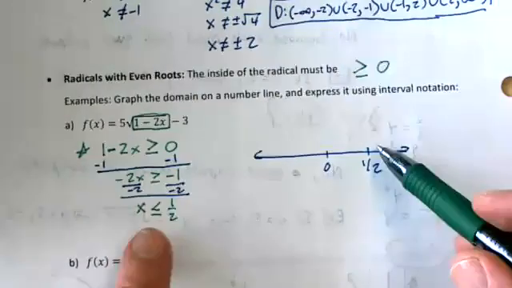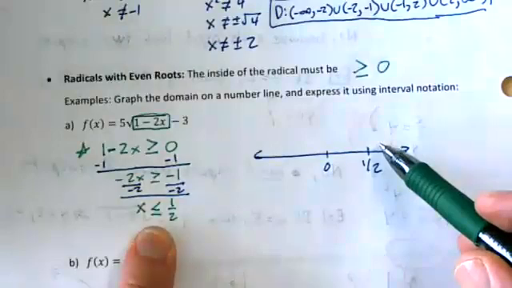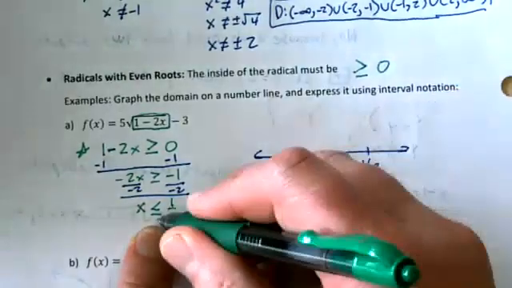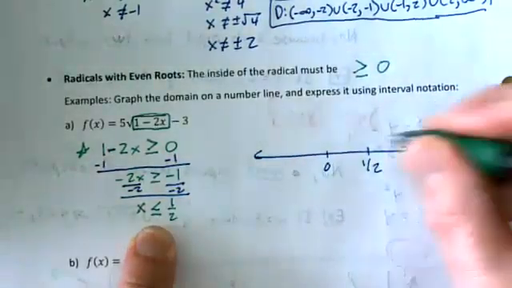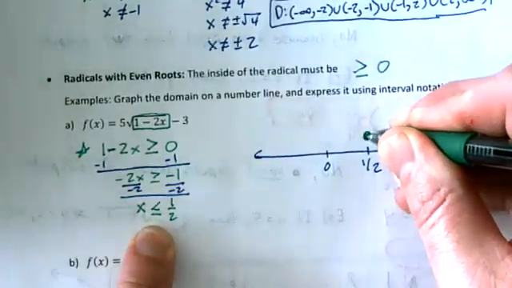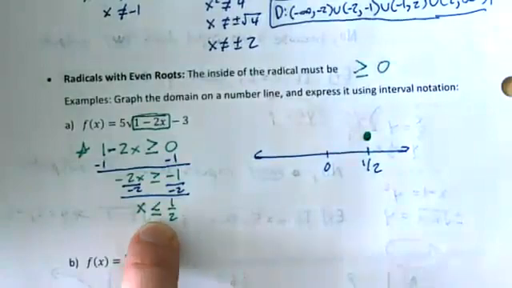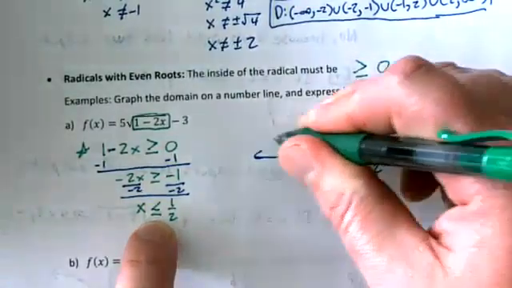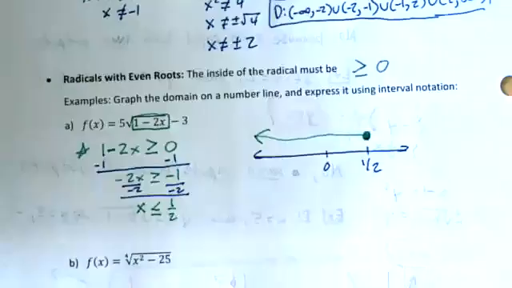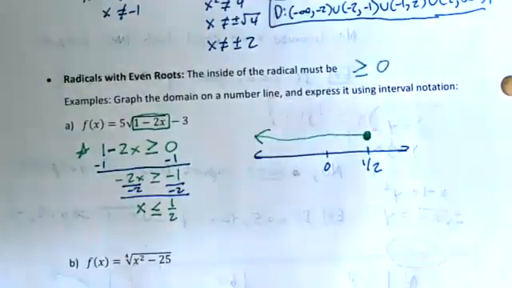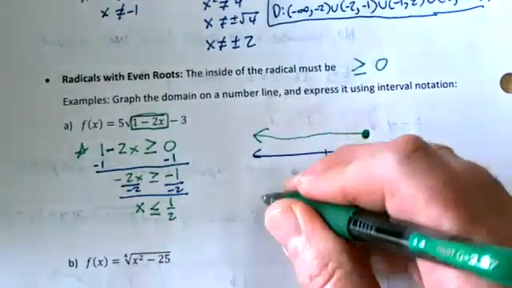At 1/2, am I looking at an open dot or closed dot? Closed dot because of the "or equal to" part, right? And we're graphing where x is. It says x is less than, so we need to draw an arrow in the less than direction. And that'll get us our domain.